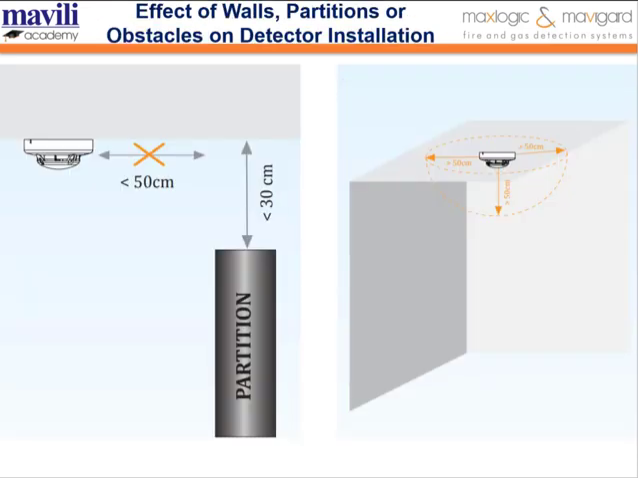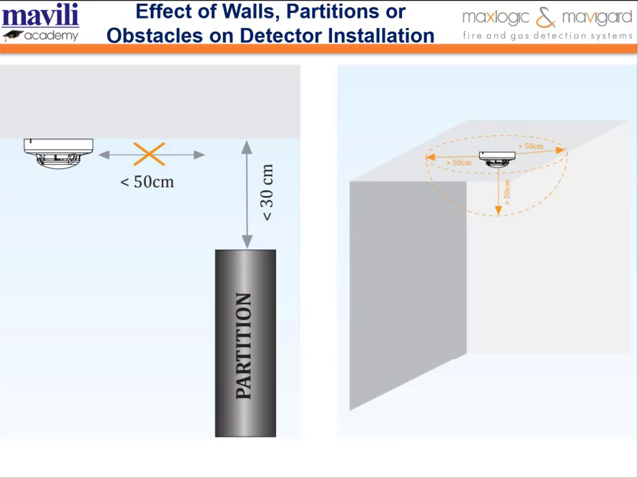Now let's look at the detector placement near walls, partitions, and obstacles. The areas where we install detectors are not always perfectly open or uniform. Sometimes there are walls, partitions, or other obstacles that can affect how detectors should be positioned. So how do we decide where to place them?